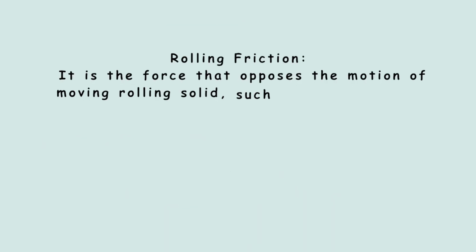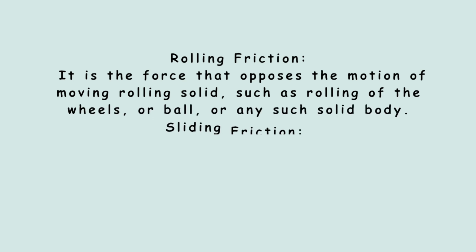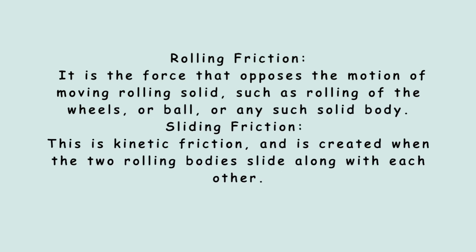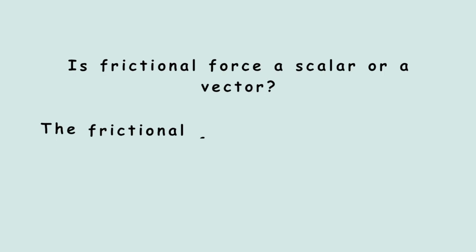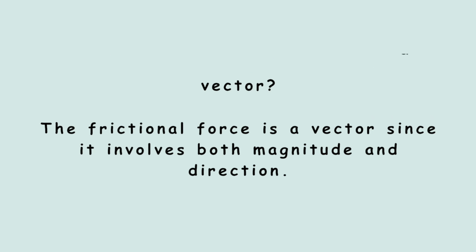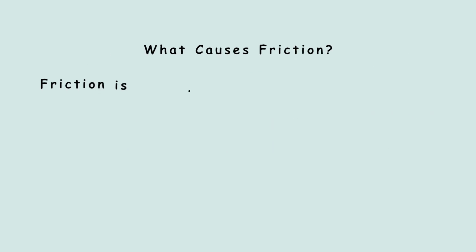What is the meaning of rolling friction? It is the force that opposes the motion of a rolling solid, such as the rolling of wheels or a ball, and sliding also has friction. This is the kinetic friction created by the rolling of an object. Is the friction force a scalar or a vector quantity? It is a vector quantity. Why? Because it has both magnitude and direction. That is the reason we call it a vector quantity.